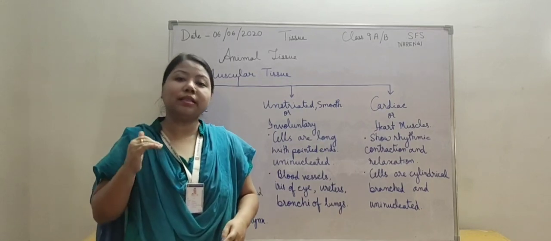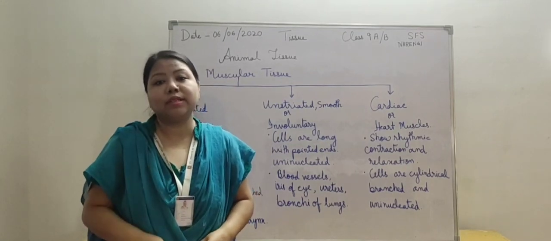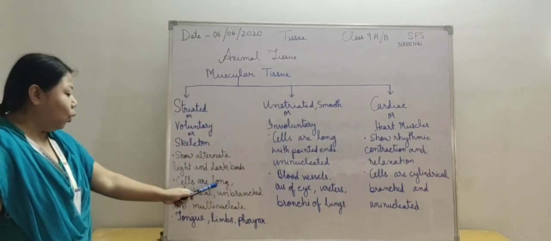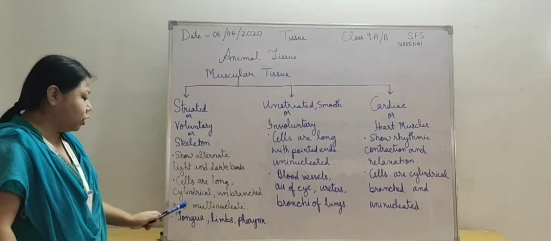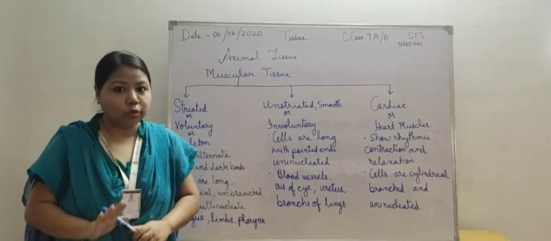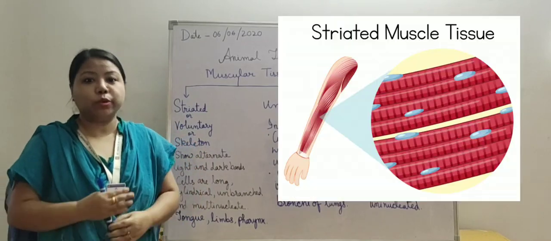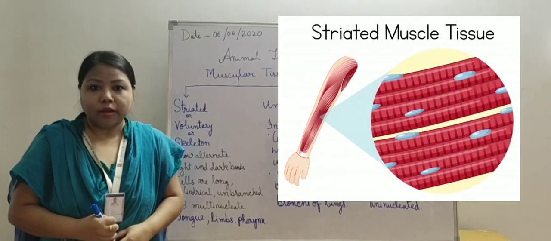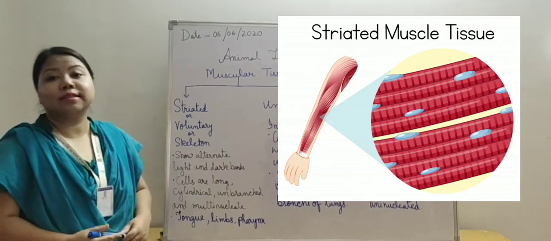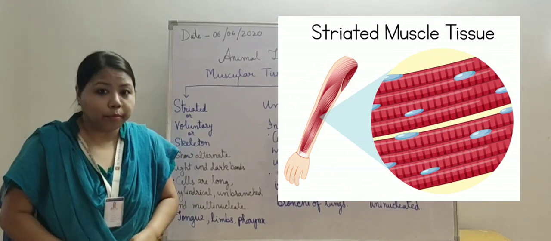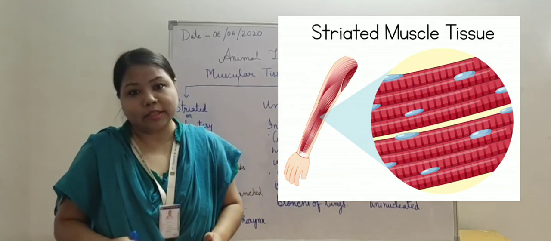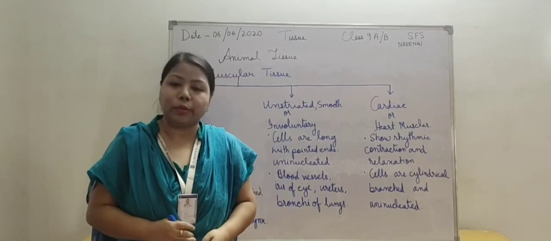Fine. Now let us look at the structure of the cells of this tissue. Okay, the cells are long, cylindrical, unbranched, and multinucleated. Yes, they are long. You understood how it would look? Yes, you can look at the picture which is displayed. Fine. So the cells are long, they are cylindrical, they are unbranched, and they are multinucleate. They have many nuclei.